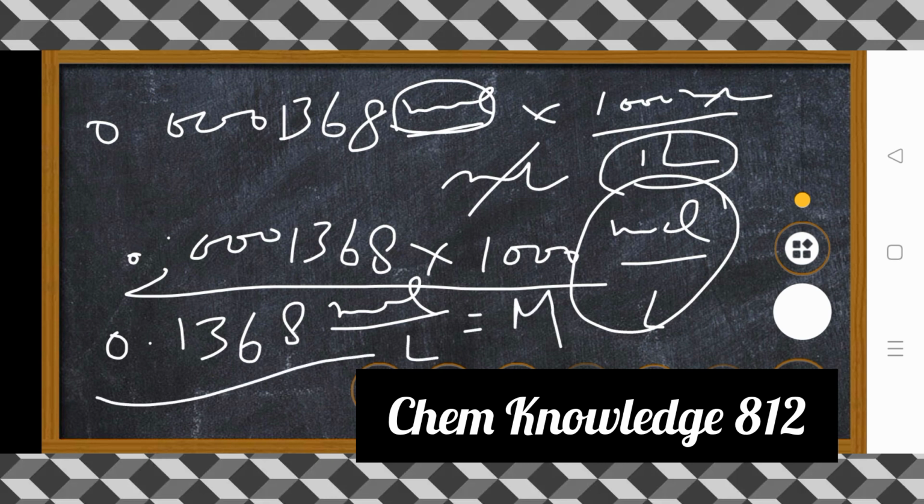So the solution we have made by dissolving 2 gram of sodium chloride in 250 ml of water is a 0.1368 molar solution of sodium chloride. So this is all about the molarity of sodium chloride. You can also produce another salt.